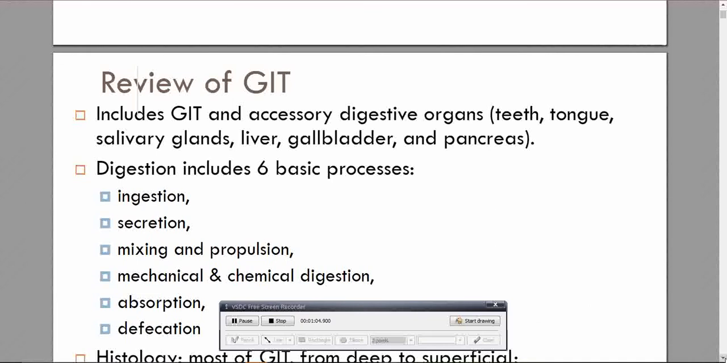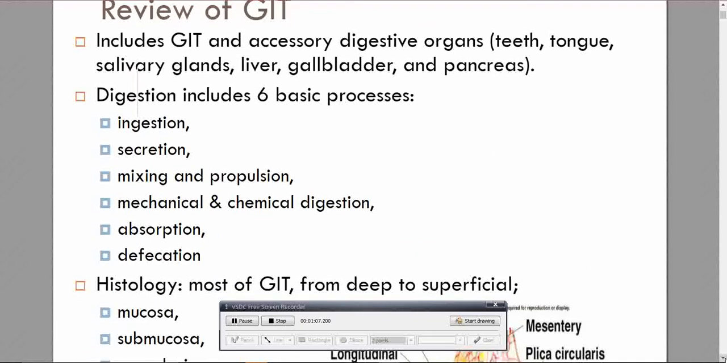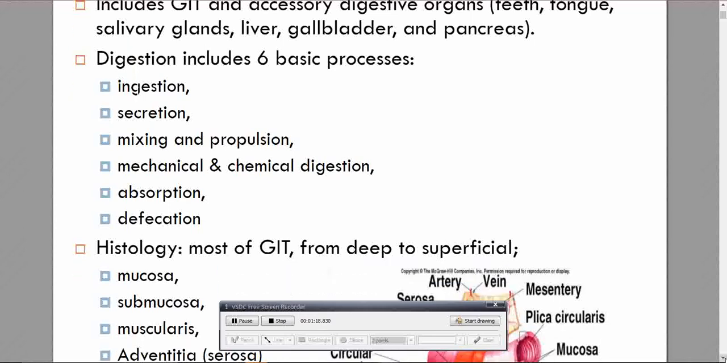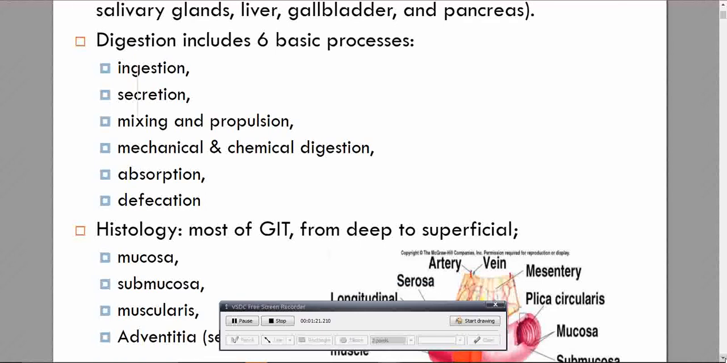Then we will review the GIT, which includes the GIT and accessory digestive organs like teeth, tongue, salivary glands, liver, gallbladder, and pancreas. We shall also check on digestion, including the basic processes: ingestion, secretion, mixing, and propulsion. Ingestion is to just swallow, secretion is to produce bodily substances, and mixing and propulsion happen in your mouth and when you mix food in your stomach. It takes a fortune, eh? Let's proceed from that.